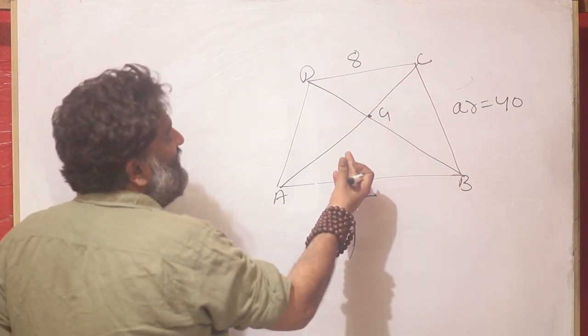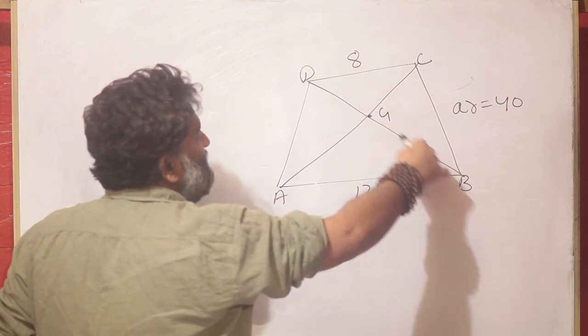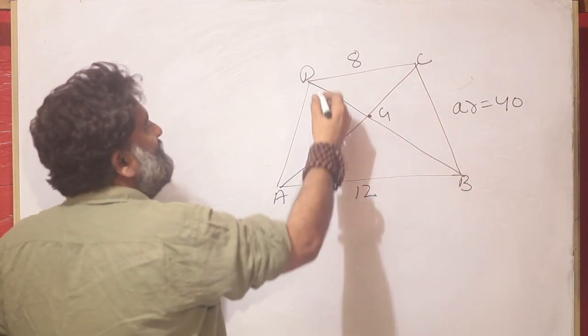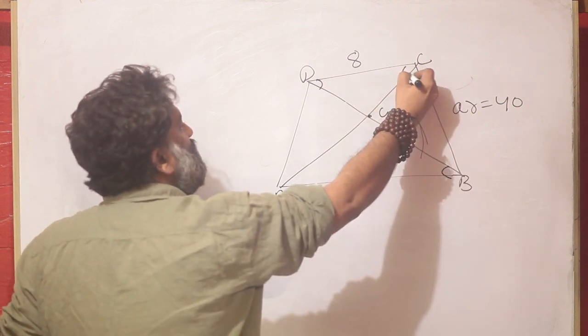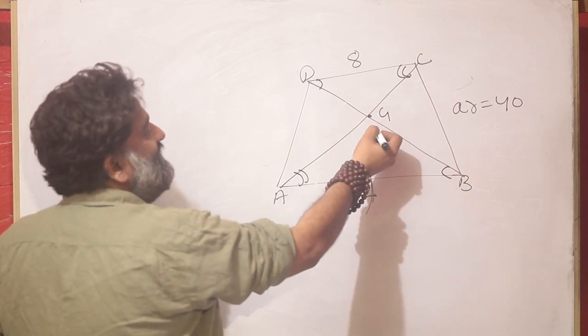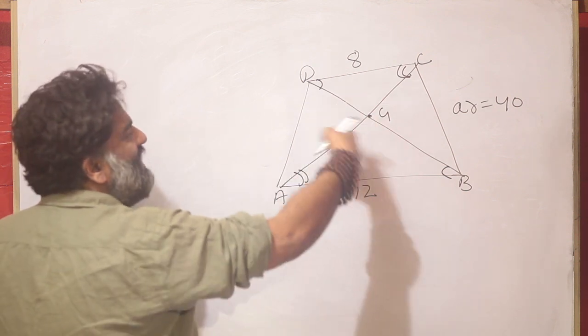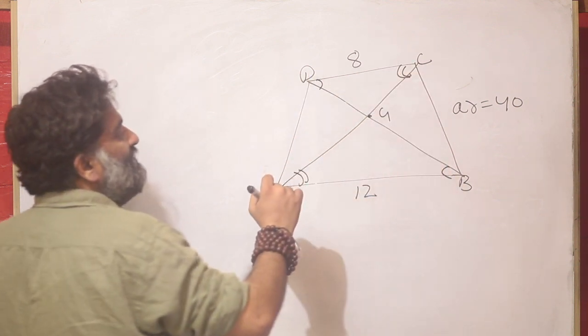A couple of things I can figure out fairly quickly. These two lines are parallel. That means this is a transversal, this is a transversal. Alternate interior angles are equal to each other. Alternate interior angles are equal to each other. This is a vertically opposite angle. So two angles are equal. So this triangle is going to be similar to this triangle.